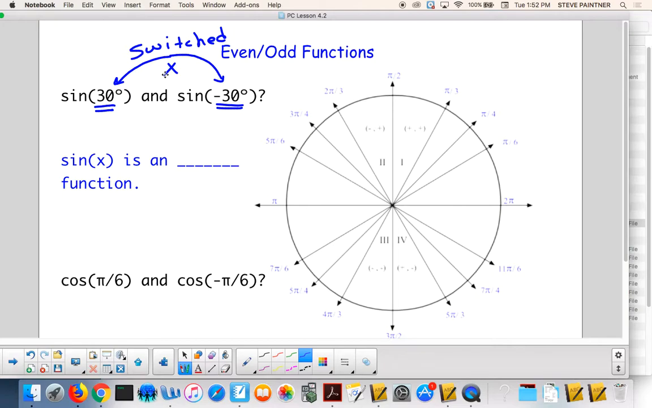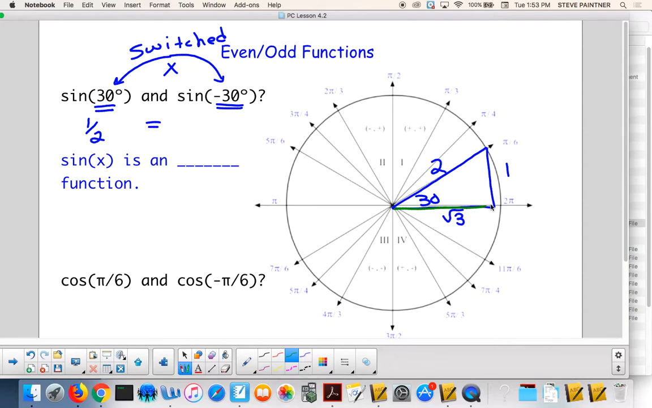Now, what is sine of 30? You guys know? Look, it's right here. Sine of 30. Okay? 30's here. What's this side? What's the hypotenuse? Tell me the sine of 30. 1/2. Okay. Does that equal? What if I switch it and make sine of negative 30? Well, that's down here, isn't it?